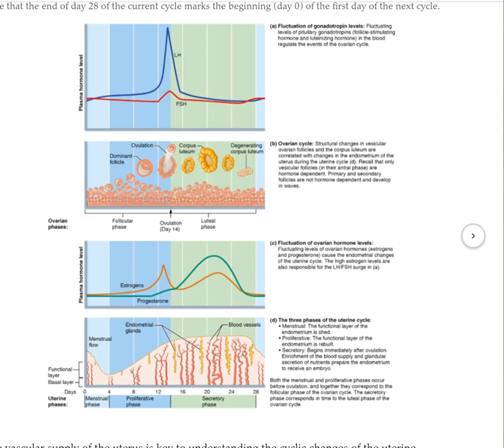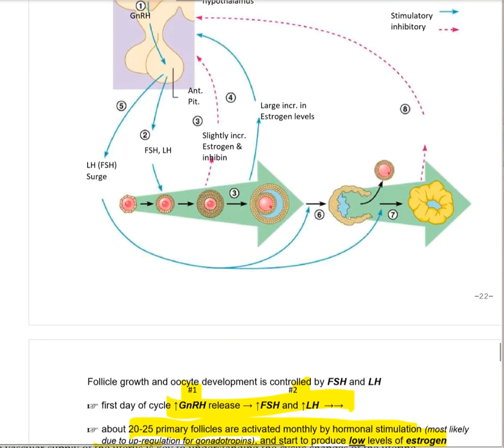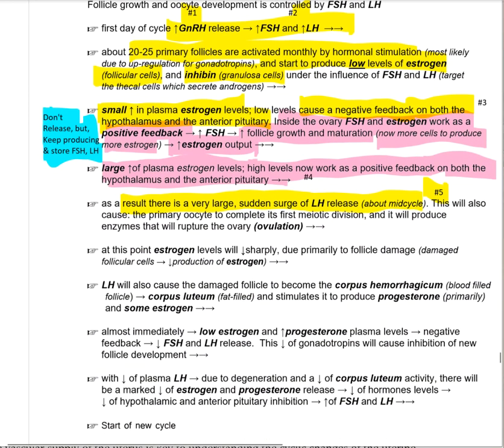And that is number 5 on our list here. So let's go look at number 5. That was where I had talked about the LH and FSH being released again in a very strong manner, a lot at one time, and this causes the LH surge. And what does that do? It goes here and it causes 6, and 6 is ovulation. So that LH surge is what causes the primary oocyte to complete its first meiotic division, and it will produce enzymes that rupture the ovary, and ovulation occurs.